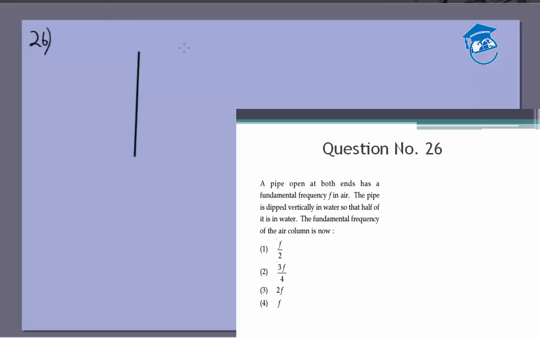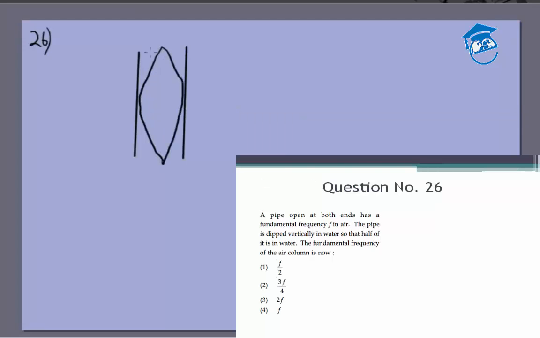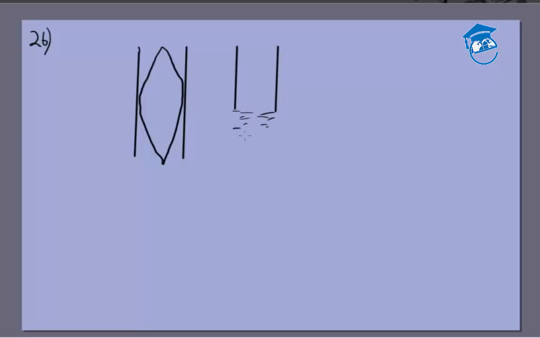So for a pipe to be open at both ends, these two ends have to be pressure nodes, right? Because when it is open, the pressure cannot vary. So the wave will look something like this. And once you put half of the pipe in water, all you are left with is the remaining half because this is all covered in water.